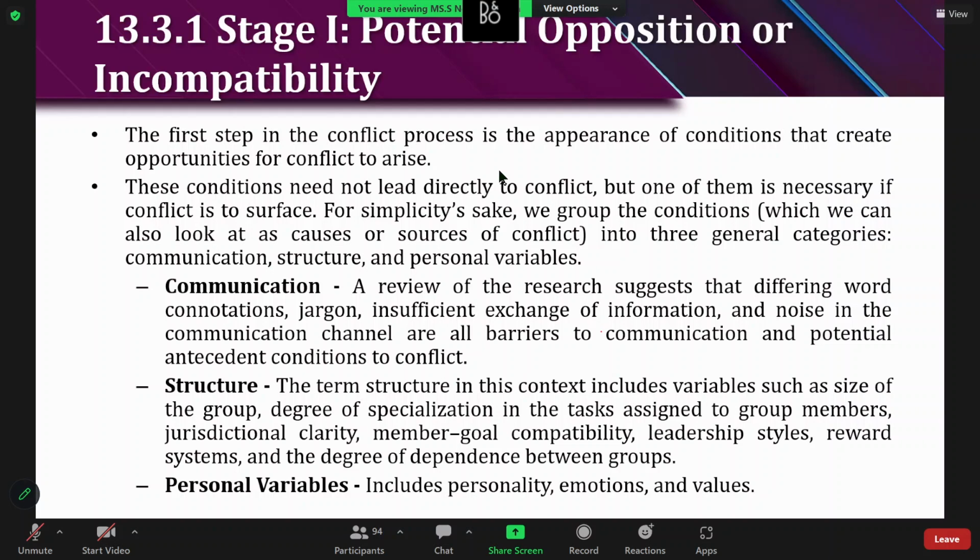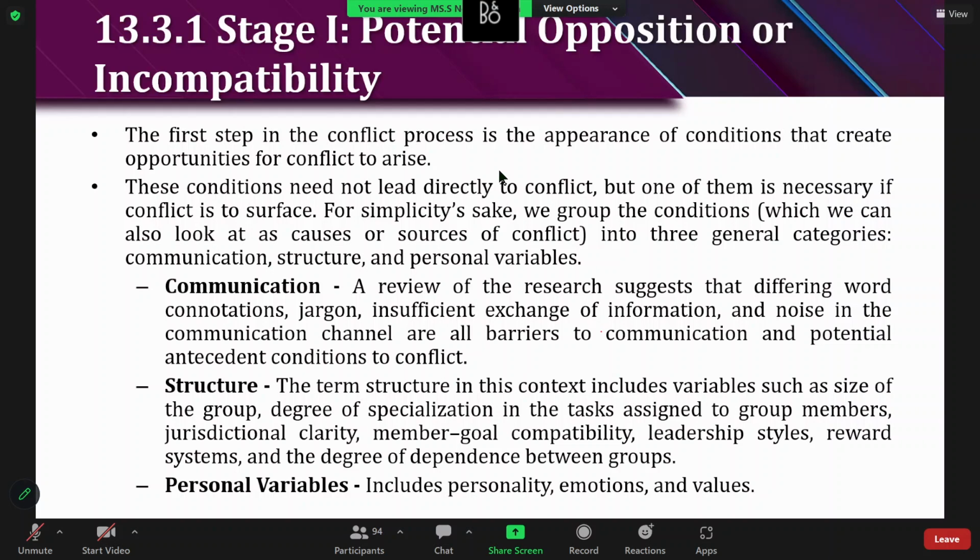And then member goal compatibility. When each and every member in the group has different goals, different intentions, or personal goals, then obviously there's a chance for conflict. A group has to work towards a common goal, and if they are not agreeing with the common goal, if the compatibility is not there, then obviously the conflict would arise. And in leadership style, sometimes using the autocratic style may be useful, and sometimes using democratic styles may be useful. The reward system and the degree of independence between the groups, everything will give a chance for the conflict to arise.